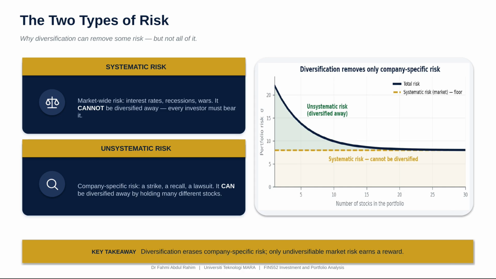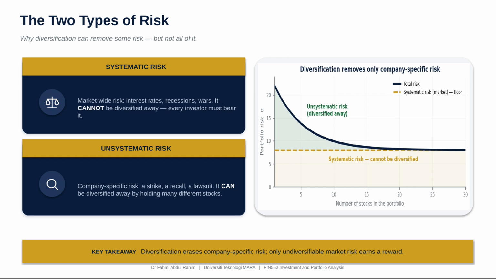To understand CAPM, you must first understand that not all risk is the same. Risk splits into two fundamentally different types, and the difference is the key to the whole model. The first type, on the top left, is systematic risk. This is market-wide risk that affects everything at once, things like rising interest rates, a recession, or a war. The crucial property of systematic risk is that it cannot be diversified away. No matter how many different shares you own, when the whole market crashes, your portfolio crashes with it, so every investor must bear this risk.